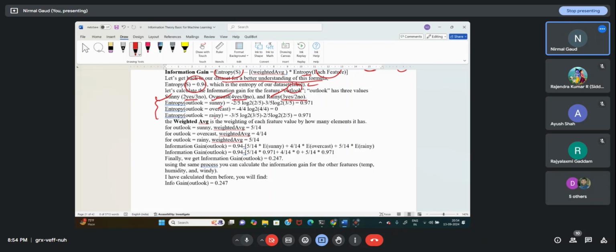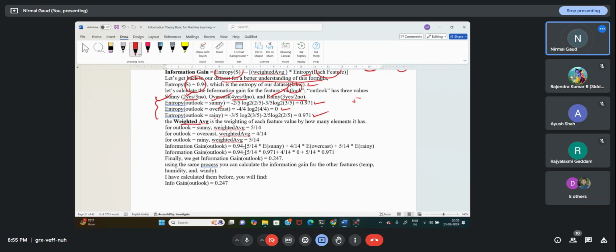How? 2 yes, 3 no, total is 5. So probability of yes is 2 by 5, log of 2 by 5, minus 3 by 5 log of 3 by 5. This is the entropy of sunny. In overcast, 4 yes are there, 0 no are there. So this is the entropy of overcast, and this is the entropy of rainy. So I calculated the entropy of these three values present in outlook.